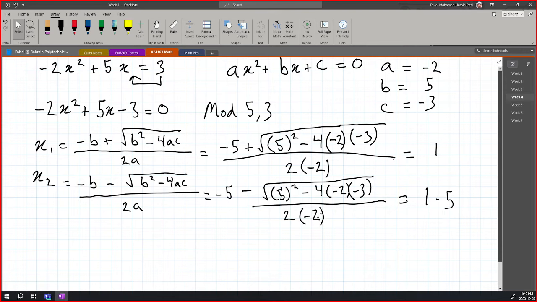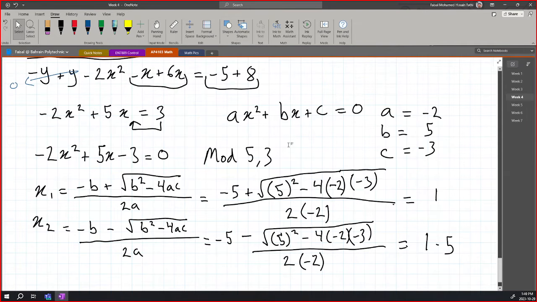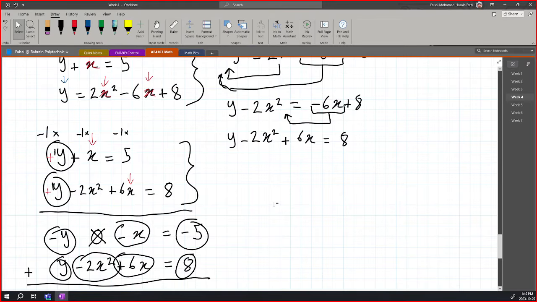Alright. Like I said, you can use mode 5-3, nothing wrong with that, but keep this formula in mind just in case, so you have an idea of the proper way of solving without a calculator.